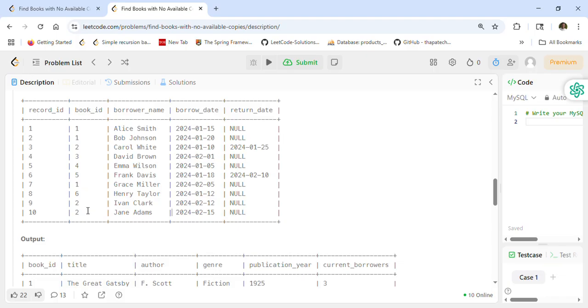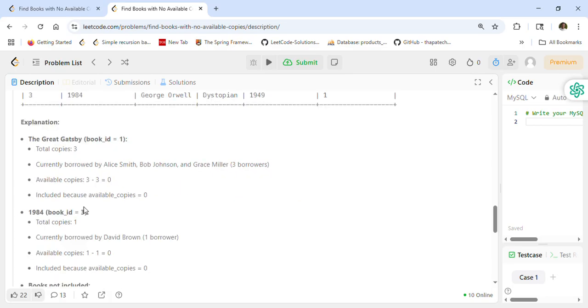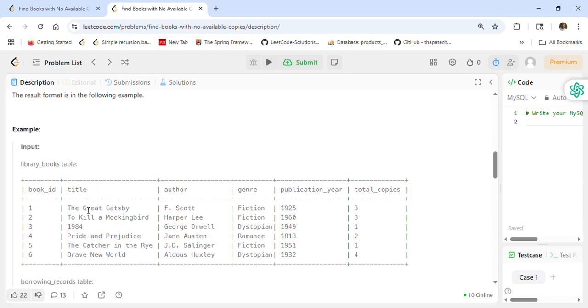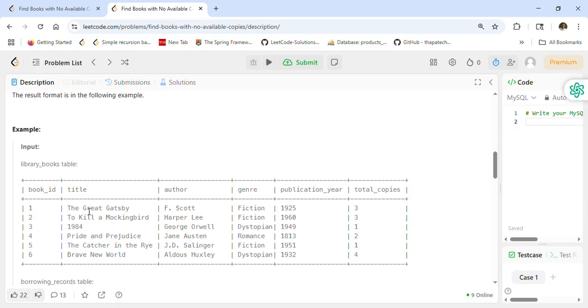It means that 1 copy is still available for number 2 book, correct? For number 2 book, so it means that we will not include it, right? Because it's available. We only want to find out the books which are not available and all are borrowed basically, correct? So this is what the problem statement says. So now you understood this problem with this example.